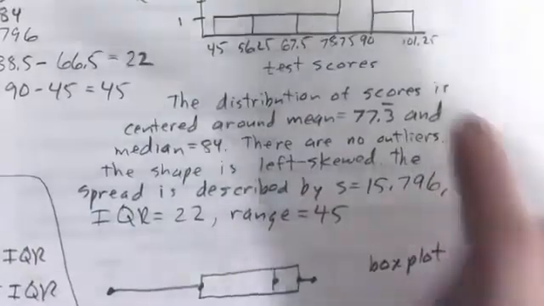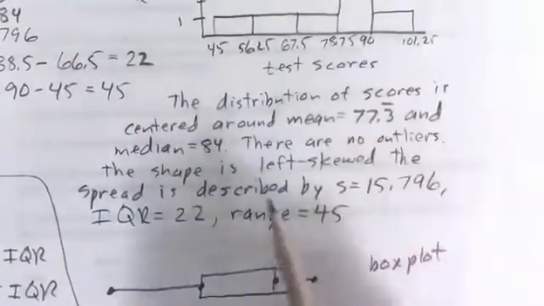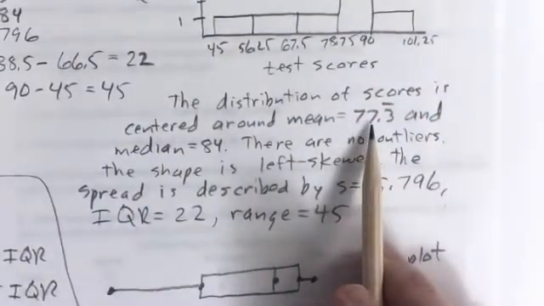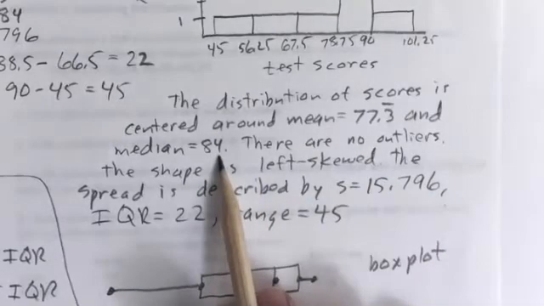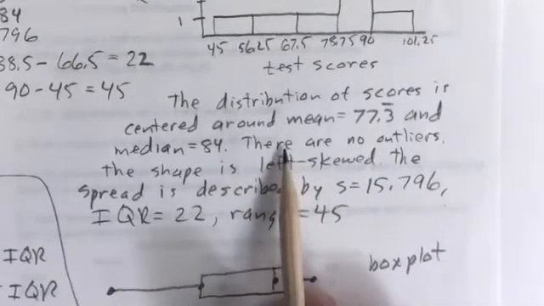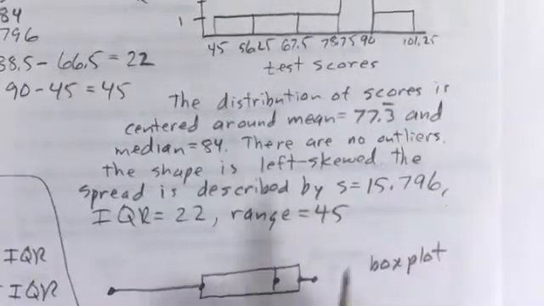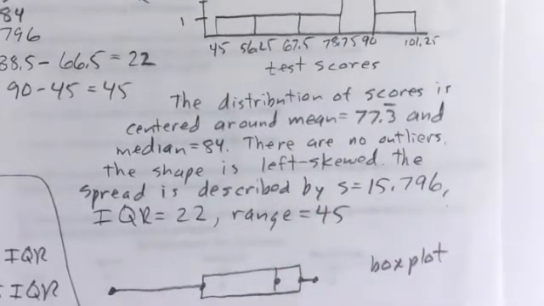The distribution of scores, make sure to mention the context, is centered around a mean of 77.3 repeating and a median of 84. There appear to be no outliers. I'm going to talk about that in a minute, but there are no outliers in this distribution. The reason I know that is because I used the formula for outliers, and I'm going to show you. Also I did a modified box plot and it showed no outliers.